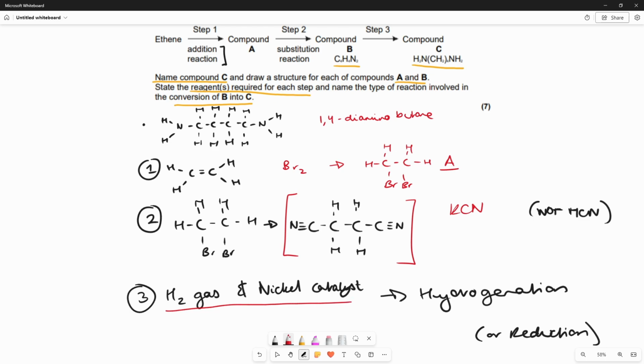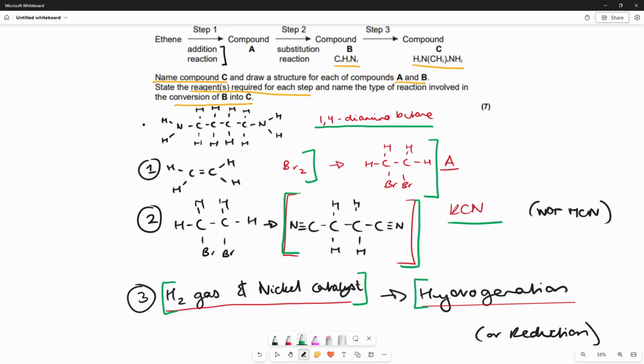Let me underline these two because they are our answers. I'm going to circle each marking point. So the first mark was 1,4-diaminobutane. Then we have the structure of A, which is the second mark. Then we have the reagent bromine or chlorine. You could say chlorine and you get a dichloroalkane, but I use bromine in this instance. Another mark is for the drawing of compound B. Another mark is for the reagent potassium cyanide. Then the last 2 marks are for our reagent for the hydrogenation of the dinitrile into the diamine. 1, 2, 3, 4, 5, 6, 7 marks.